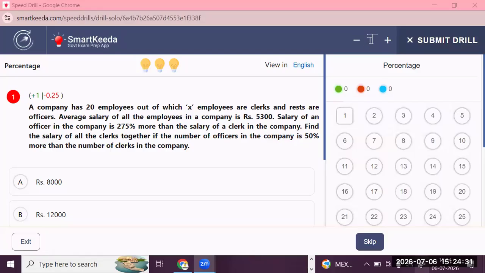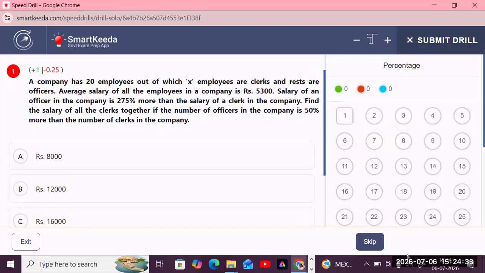Next, a company has 20 employees, out of which X employees are clerks and the rest are officers.